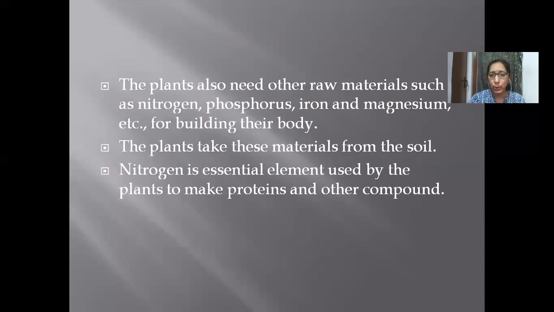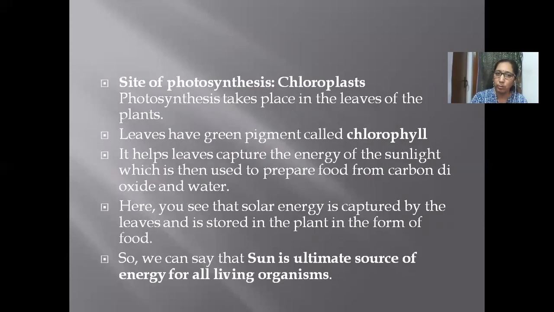The plants also need other raw materials such as nitrogen, phosphorus, iron, and magnesium, etc. for building their body. During photosynthesis, only the carbohydrates are synthesized. The other raw materials the plants take from the soil only. Nitrogen is an essential element used by the plants to make proteins and other compounds. So with the help of these carbohydrates and proteins, other essential elements are prepared in the plant body.